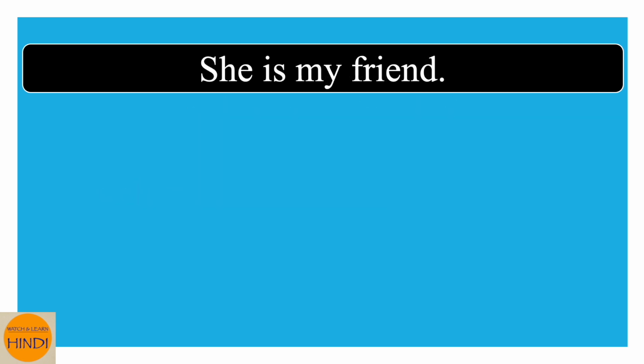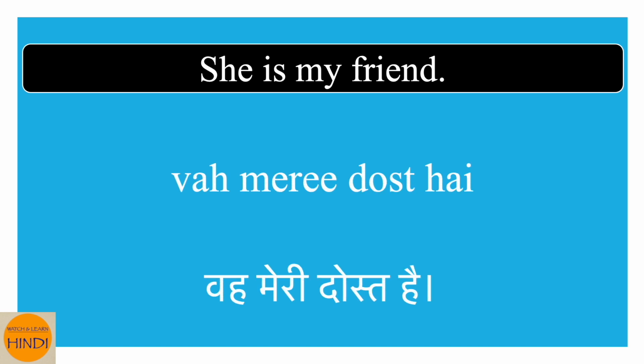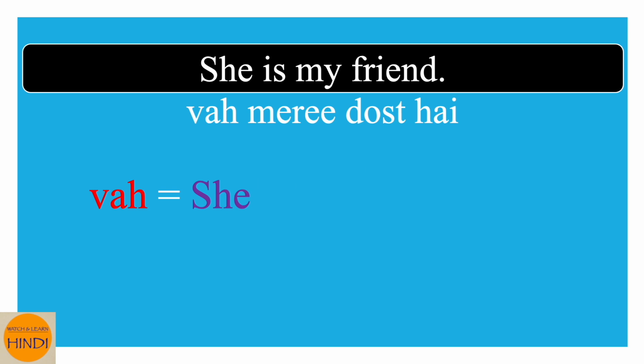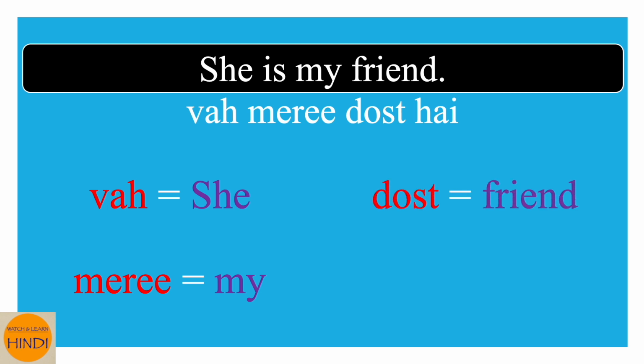She is my friend. Vah meri dost hai. Vah is she. Meri is my. Dost is friend. Hai corresponds to is. Vah meri dost hai. She is my friend.